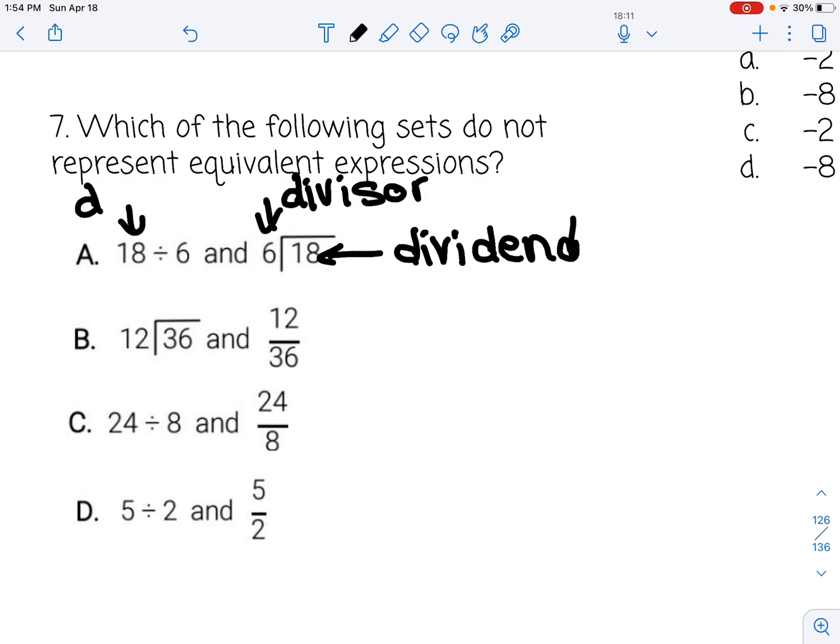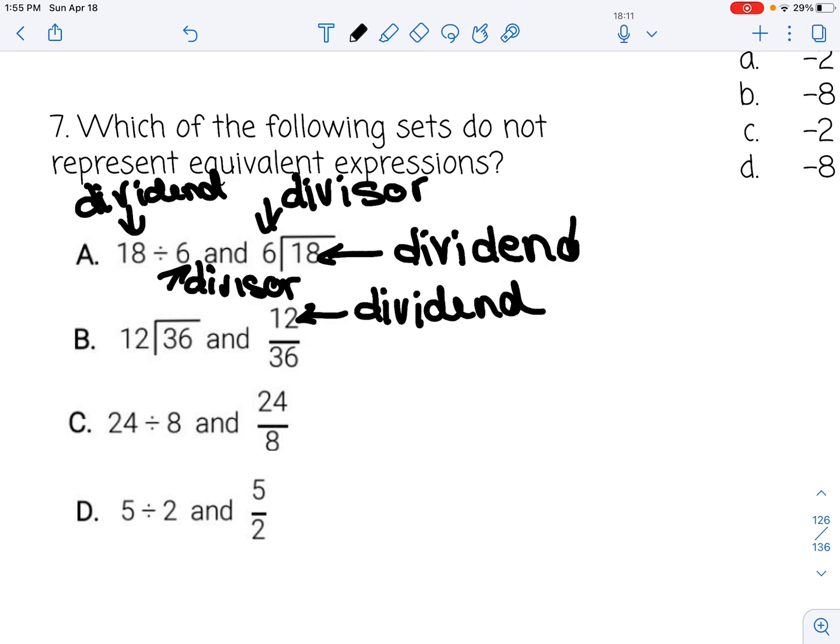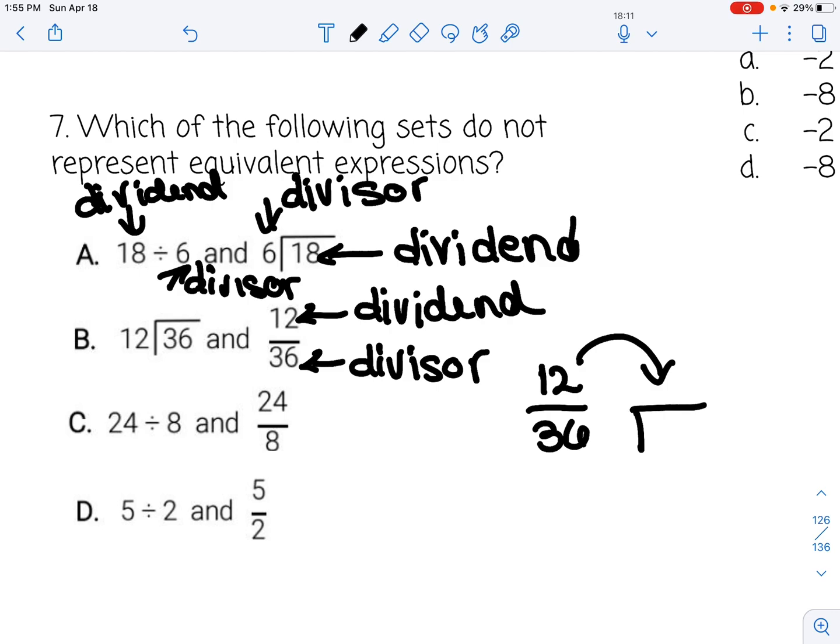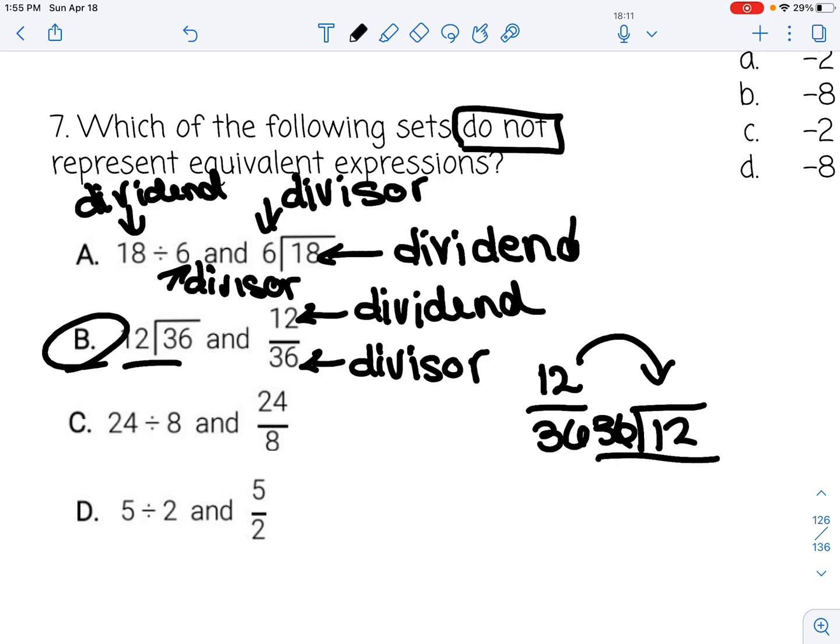Right here, this would be the same thing, our dividend, and that is also our divisor. This is also our dividend and our divisor. Okay, so we always know that if we had 12 over 36, remember, top dog goes in the house, we'd have 12, and then we would have 36. So these are changed, so B would be our answer because we were looking for the one that did not represent equivalent expressions.